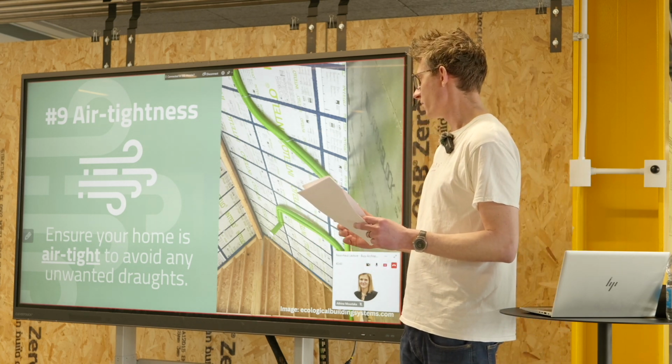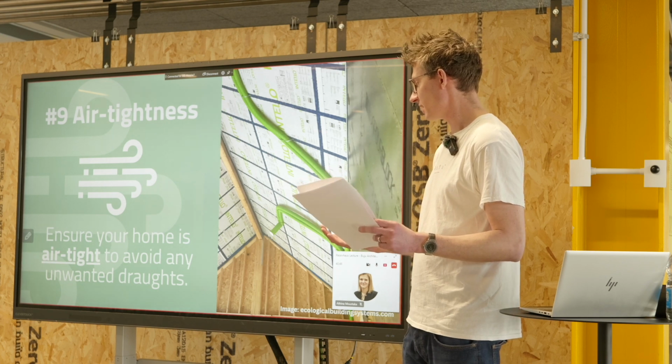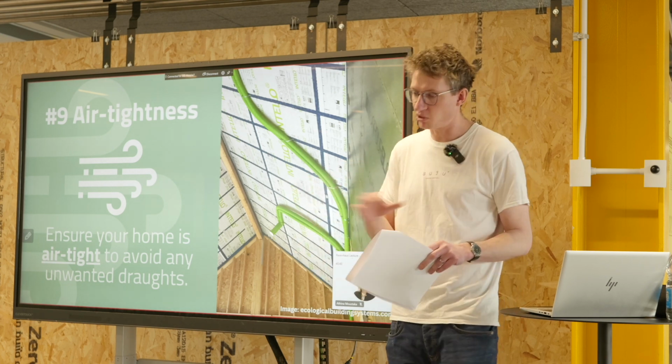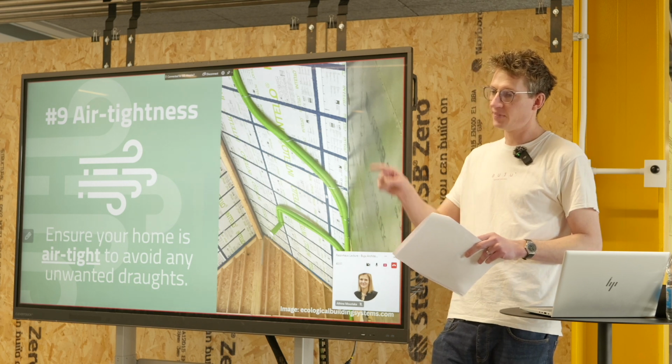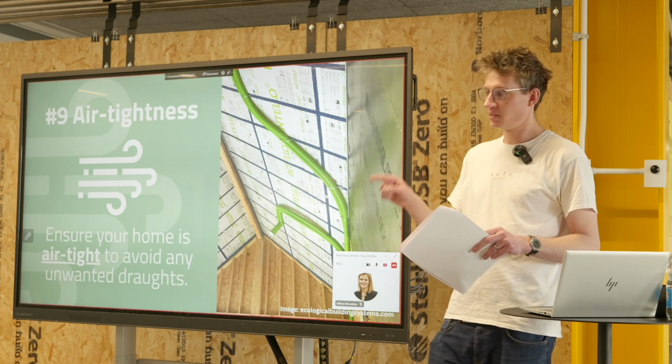So considering airtightness in your design from an early start as well is important. And basically, you want to be able to draw a section through your building and have a consistent airtight barrier all the way around the building.